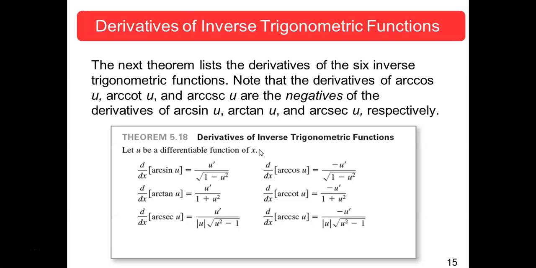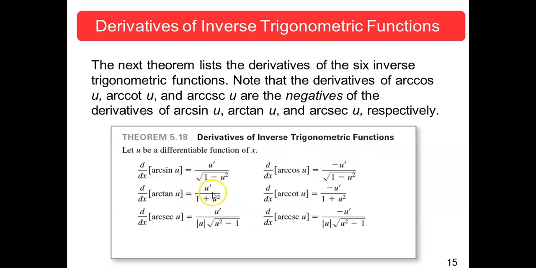So if we look at this chart, we can see the derivatives, and you can see some of them are sort of related. If you look at the derivative of arcsine of u, where u is just the inside function, you get that it's u prime over the square root of 1 minus u squared. The derivative of arccosine is essentially the same thing, but it's the negative version of that. So it's the same as the derivative of arcsine, but with a negative sign.